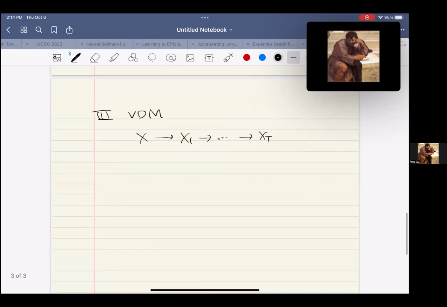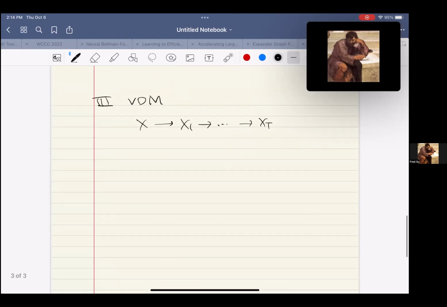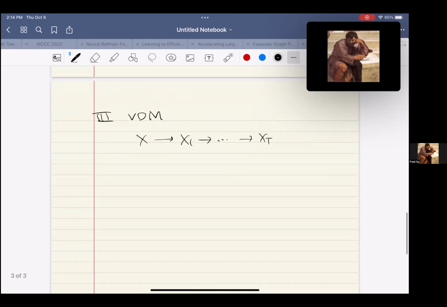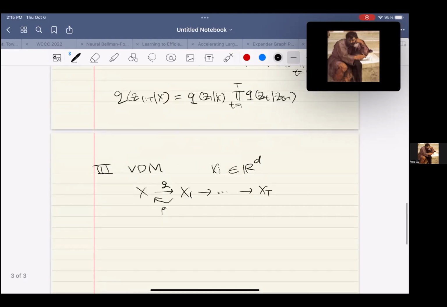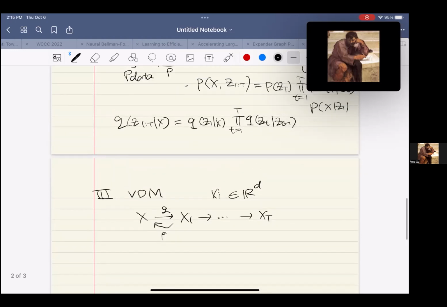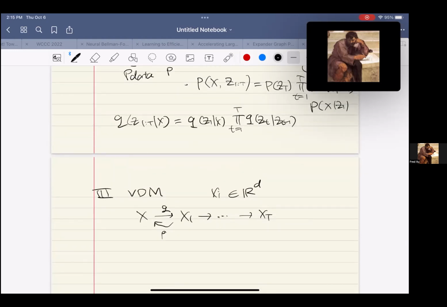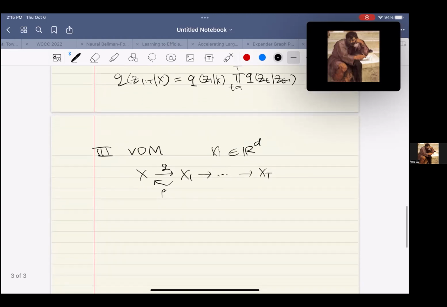With the variational diffusion model, we put all the variables in the same ambient space of R to the D. So all the xi's belong to the same space. But we follow the same convention of using a forward and a backward process for this model. And we can have the same factorization. In fact, the factorization becomes even easier if you write it out.